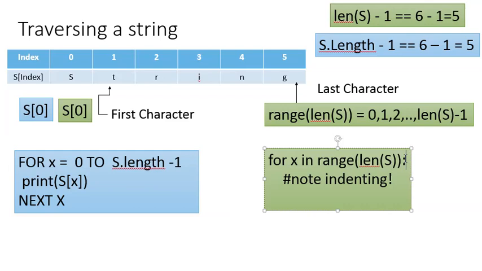Notice I have a colon. When I press enter in Thonny or whatever editor you're using, it will indent that code. This code has to be indented for the loop to work. And if I wanted to print out each element of the string s, each character in turn, I would simply do that. Notice that the code has to be indented, and I have to have a colon.